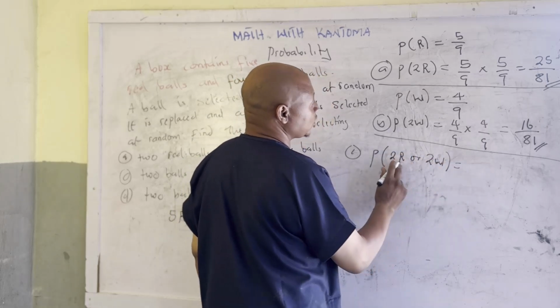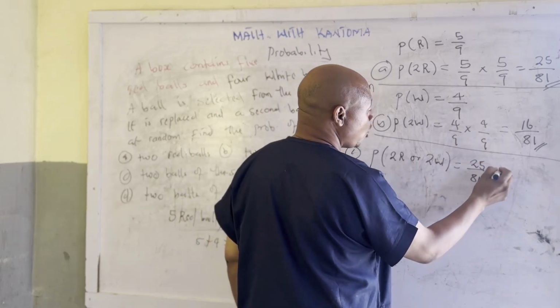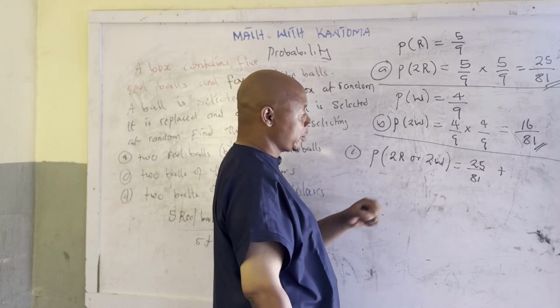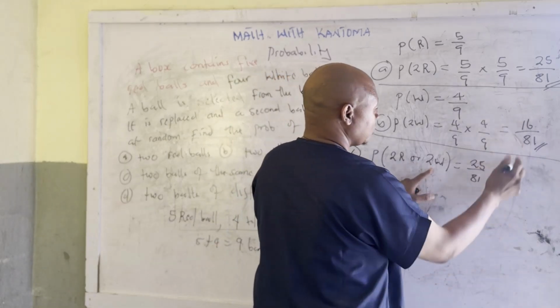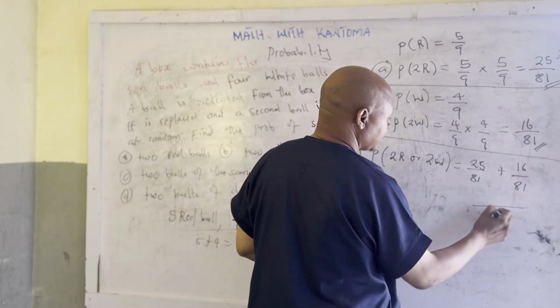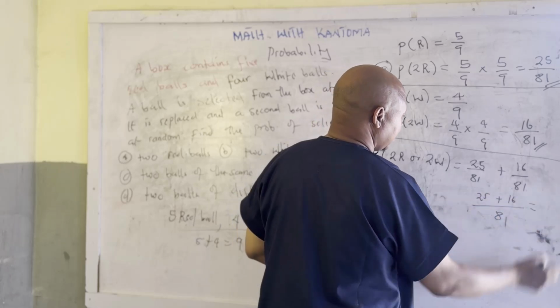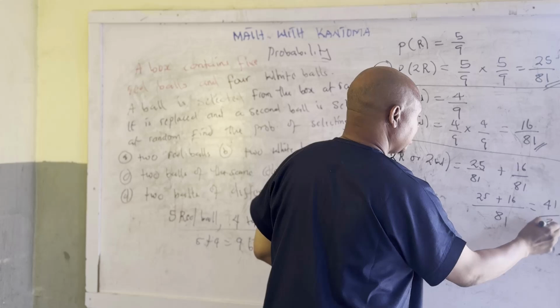So probability of selecting 2 red is 25 over 81. "Or" means addition in probability. I told you this earlier in our previous class. Or means addition. Then 2 white balls is 16 over 81. So we find the LCM. LCM is 81. We have 25 plus 16, and this will give us 41 over 81.